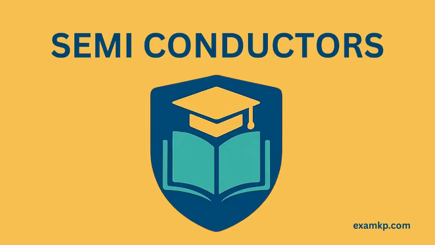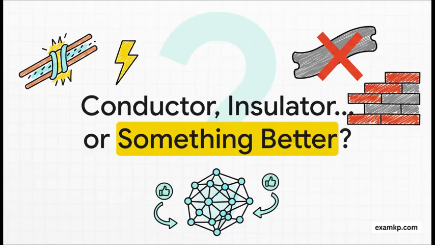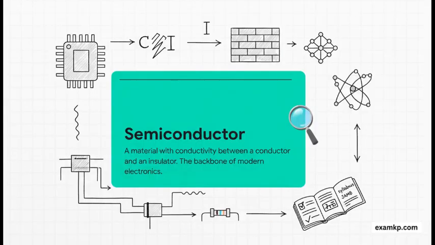Now, we all know about conductors, right? Things like copper wire that let electricity flow very easily. And of course, we know about insulators like rubber that block electricity completely. But what if I told you there's a special class of materials that can do a bit of both? A material that you can actually control, telling it when to conduct electricity and when to block it. Sounds like a real game changer, doesn't it? Well, that amazing material is a semiconductor.